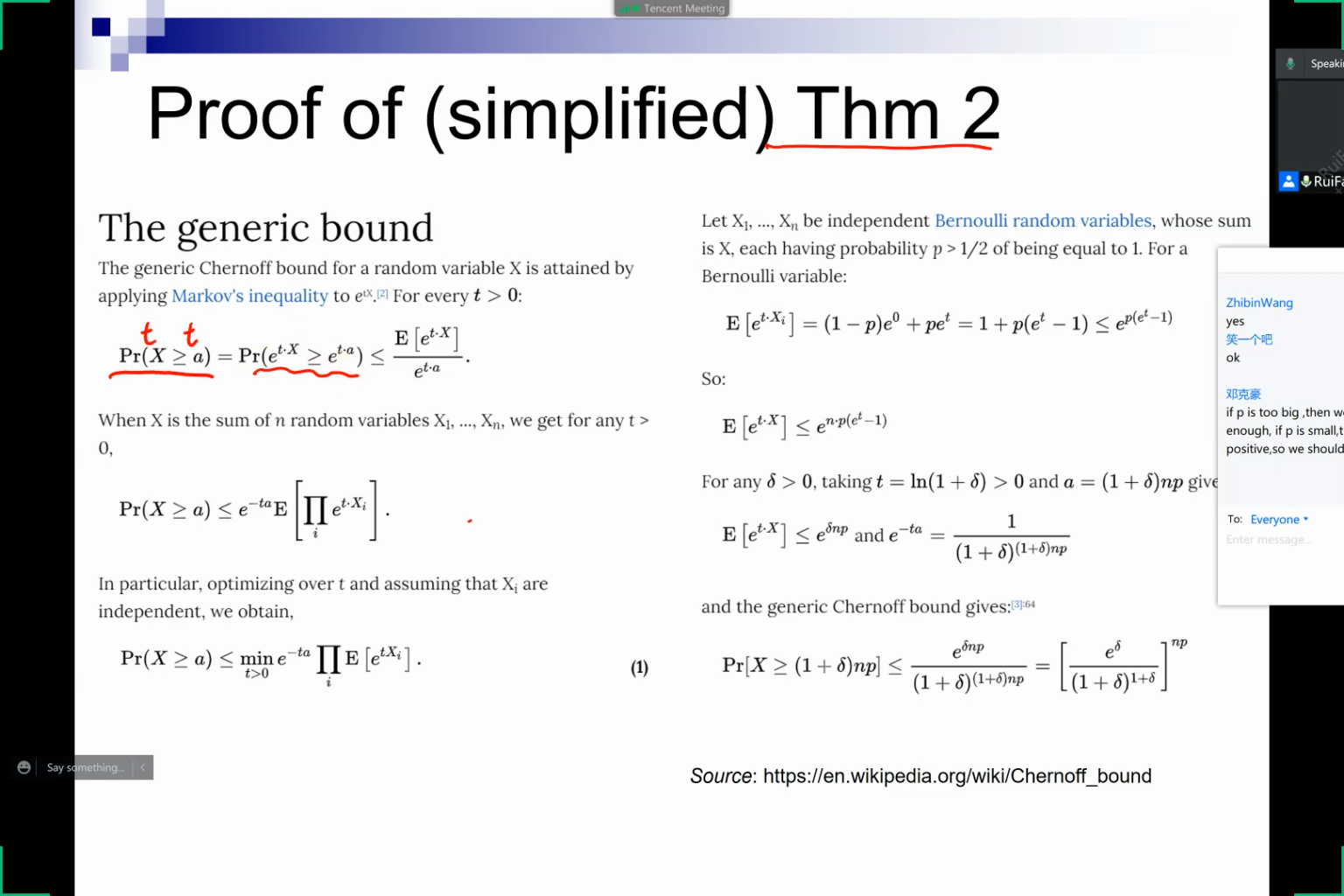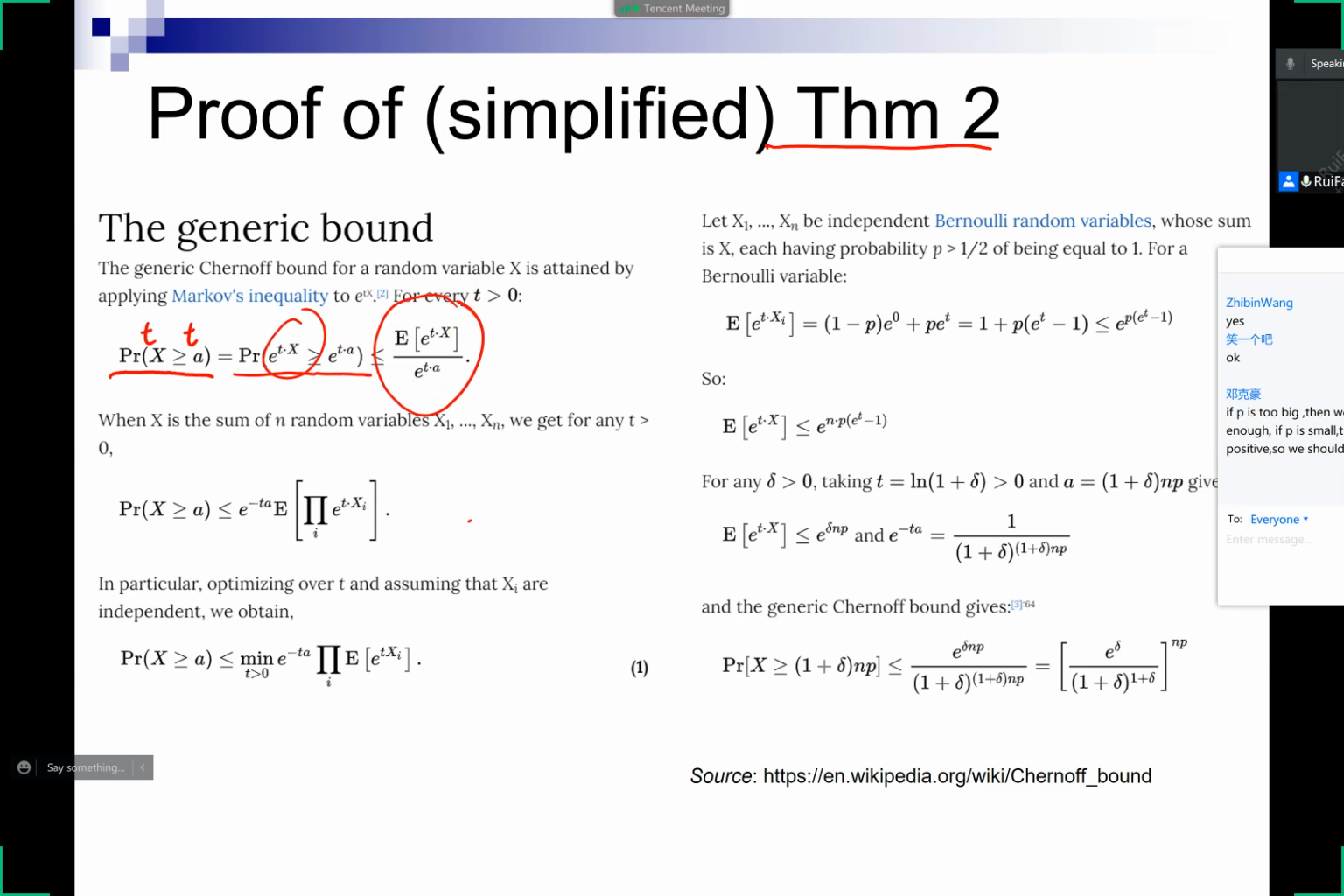You might ask, why would I want to multiply by t and then exponentiate? Well, this is how the proof goes. It actually works out if you do these steps. Now we can apply Markov's inequality, which says that this probability is no more than the expectation of the left-hand side divided by the right-hand side. Now we want to estimate what this value is.